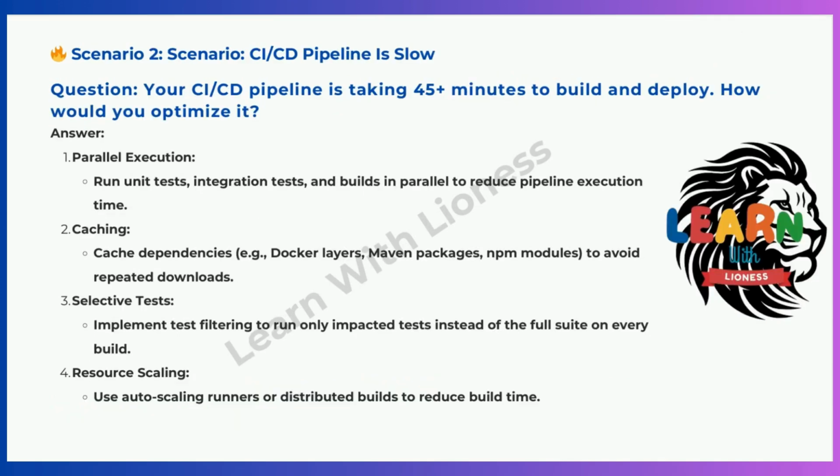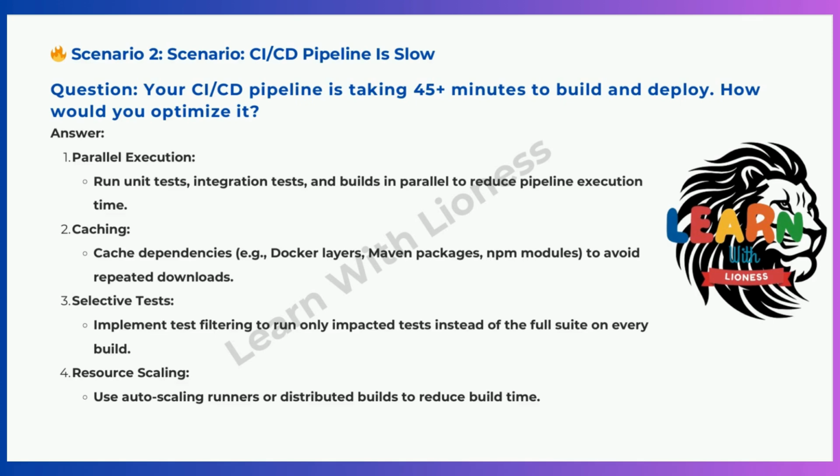Scenario 2. CI/CD pipeline is slow. Question. Your CI/CD pipeline is taking 45+ minutes to build and deploy. How would you optimize it? Answer. 1. Parallel execution. A. Run unit tests, integration tests, and builds in parallel to reduce pipeline execution time.